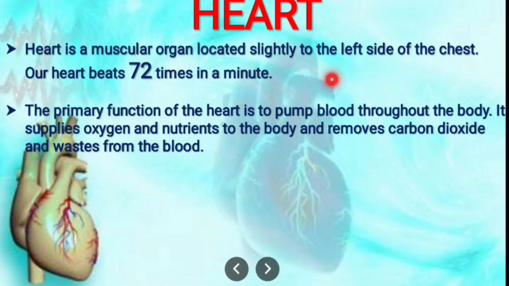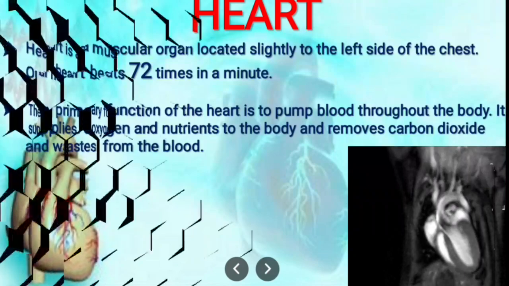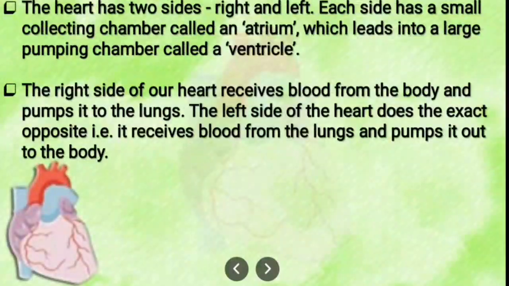Heart is a muscular organ slightly to the left side of the chest and the heart beats 72 times in a minute. The primary function of the heart is to pump blood throughout the body. It supplies oxygen and nutrients to the body and removes carbon dioxide and waste from the blood. The heart has two sides. So let us know the two sides of the heart, right and left.